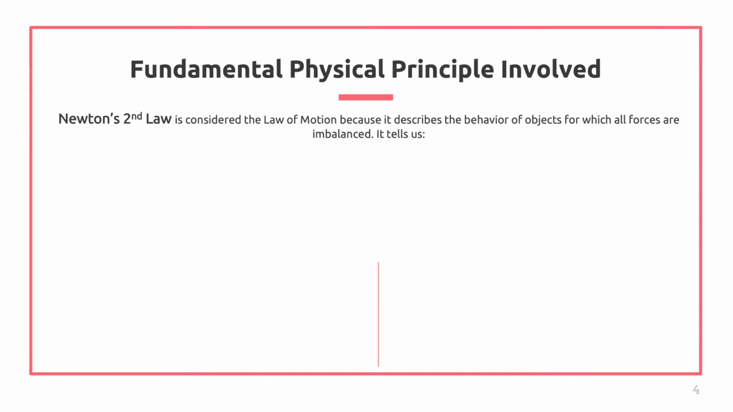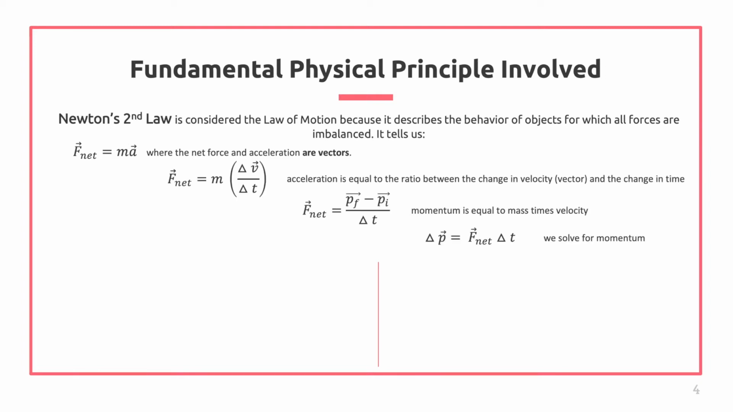The fundamental physical principle involved in this problem is Newton's second law, which is also considered the law of motion because it describes the behavior of objects for which all forces are imbalanced. It tells us that the net force of an object is equal to the mass times the acceleration, where net force and acceleration are vectors. This ultimately translates to the change in momentum vector being equal to the net force vector times the change in time.